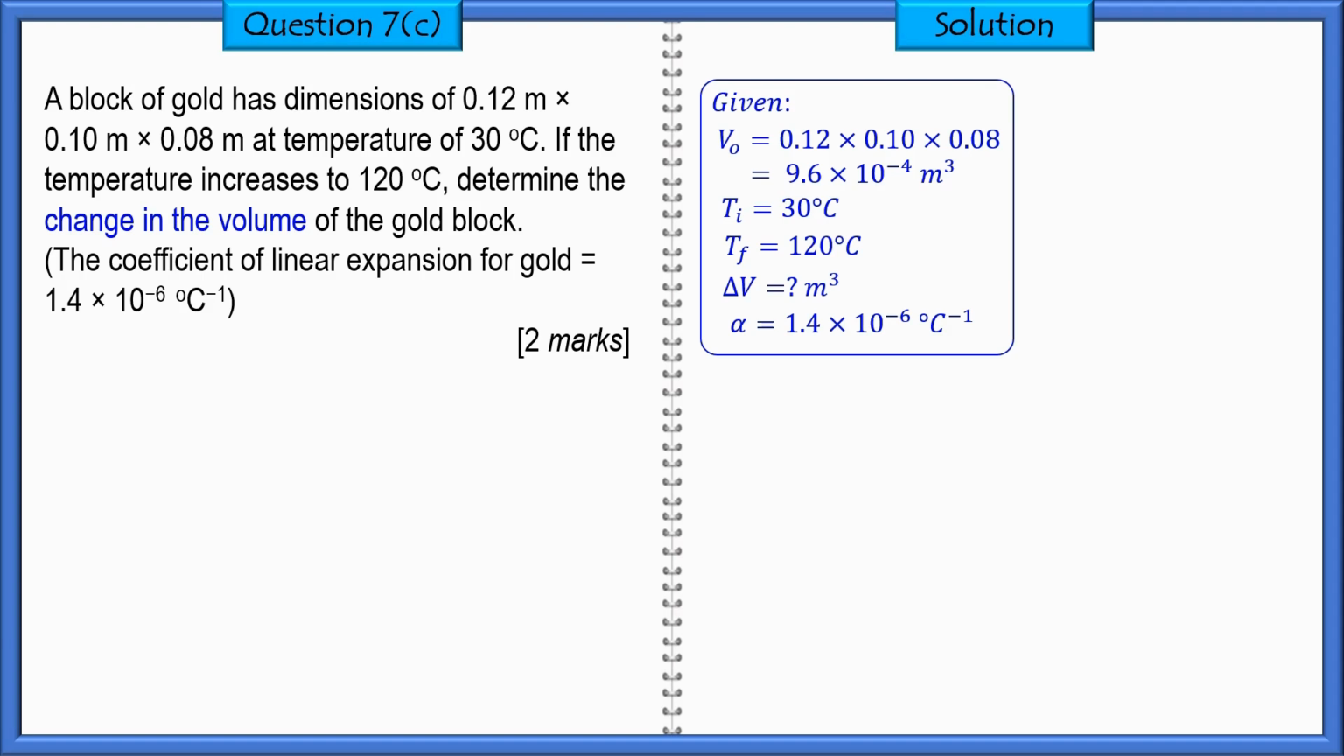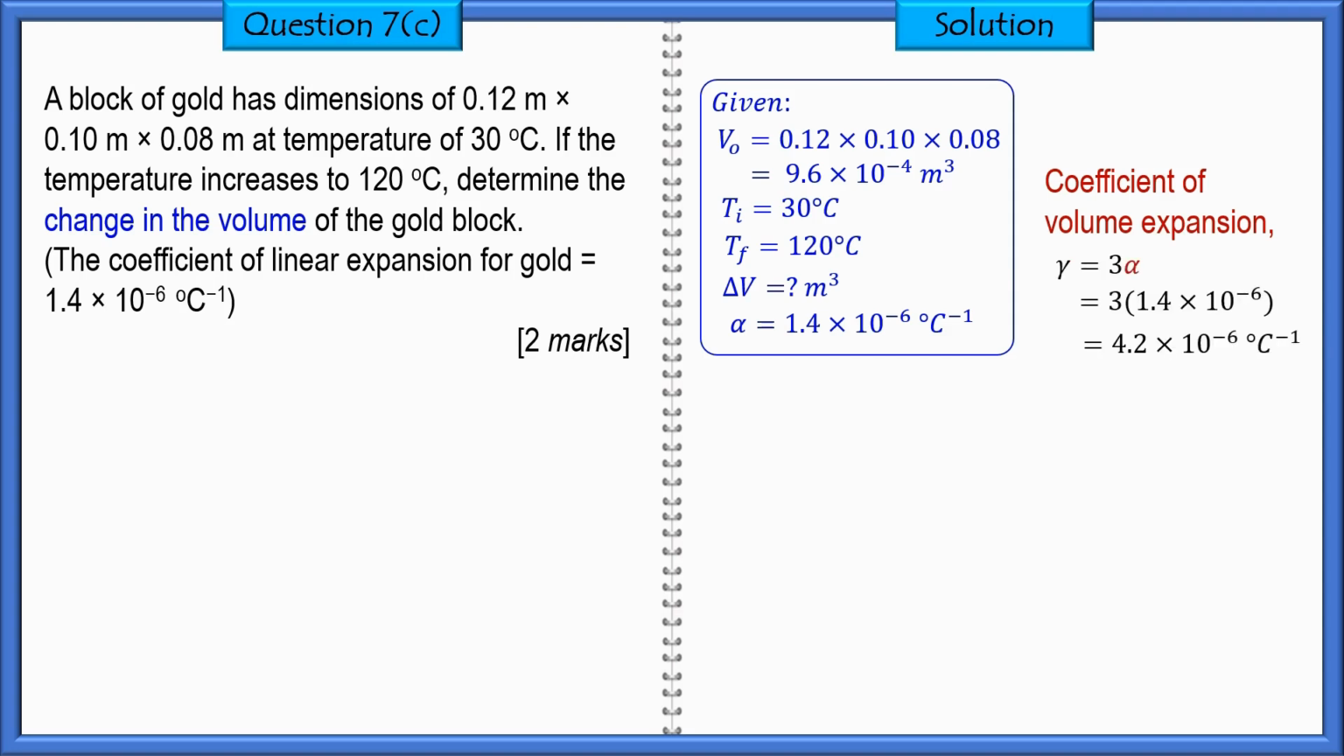Then we want to find delta V, which is the change in volume. Because this gold block will go through volume expansion, we need to find the coefficient of volume expansion for the gold block. The relationship is that the coefficient of volume expansion is equal to 3 alpha. Alpha is 1.4 times 10 power of negative 6, so we get that the coefficient of volume expansion is 4.2 times 10 power of negative 6 per degree Celsius.